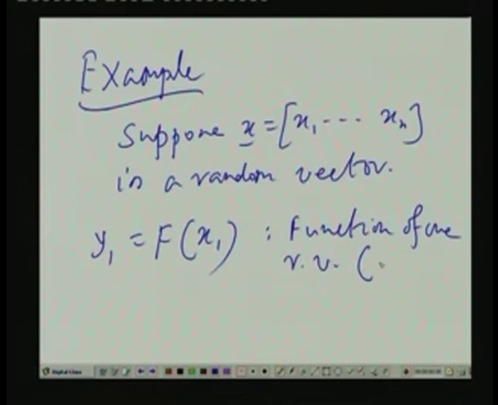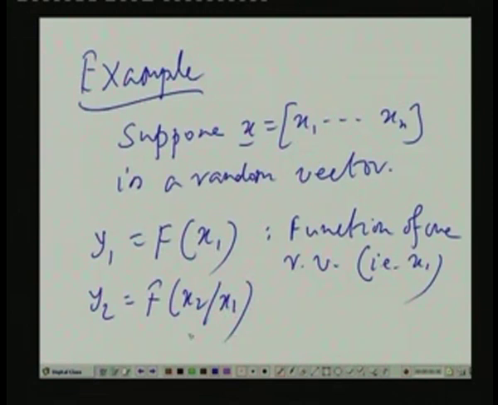One random variable, that is x1. Then define y2 as the conditional distribution of x2 given x1. Again, for any specific values of x1 and x2, you get some value for this distribution function and give it to y2.